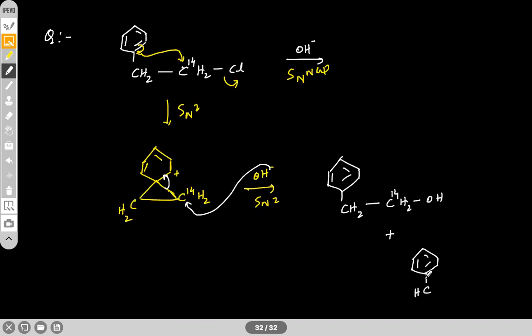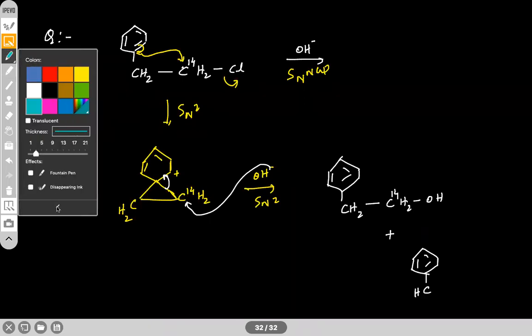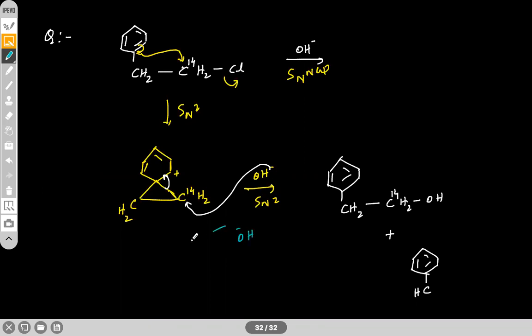CH2. If this attacks over here, just a second. Okay. So this attacks onto this carbon. I'll change the color here. If OH minus attacks on this carbon, then what happens? This bond goes over here. Then what happens, you see? This carbon will be 2 and it is 14, right? This attached with the ring and we'll get CH2OH.